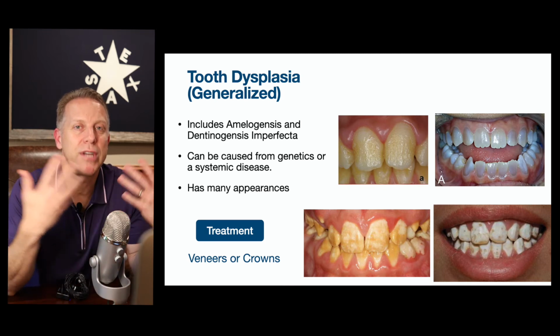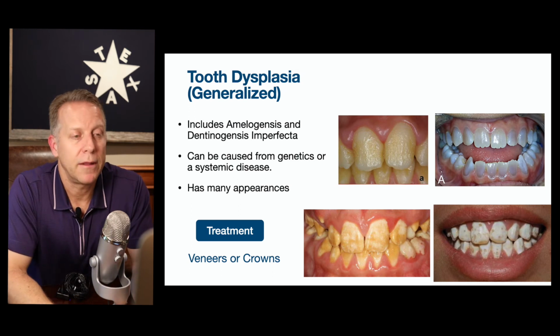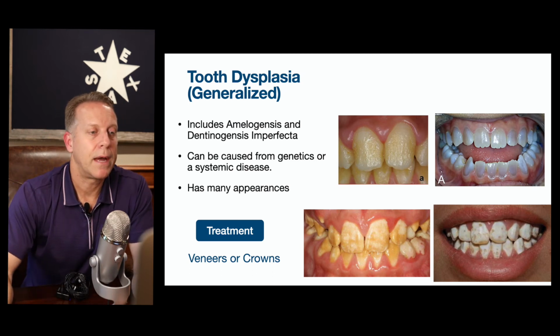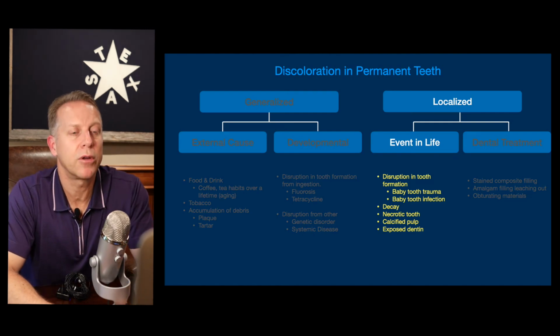Again, it's going to be more generalized in appearance across probably the top and bottom teeth. It all is going to come down to just how that genetic disposition played out during the time of development. The treatment for this, again, depending upon the severity, is going to end up being either veneers or crowns. Okay, let's move on now to the localized camp. Remember, there's generalized and there's localized. We're going to look at localized.